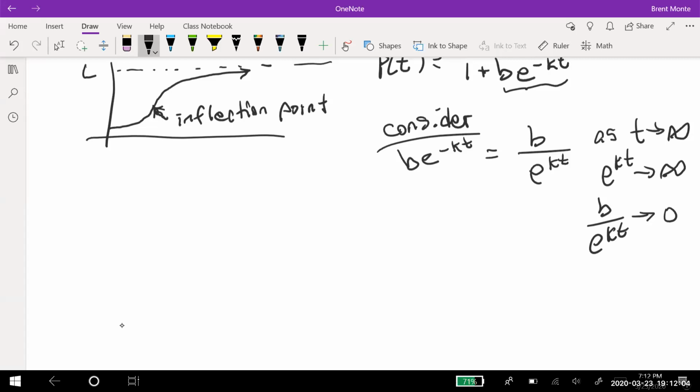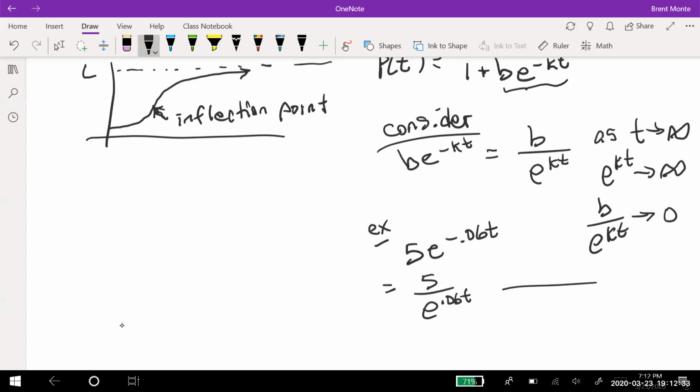Now that's always going to be the case. That piece is always going to go to 0 as t goes to infinity. I may show you with some numbers. In fact, let's just plug in some numbers right now. So say we had 5 e to the negative, let's say we have 6% growth, 0.06 t. Now that's equal to 5 over e to the 0.06 t.